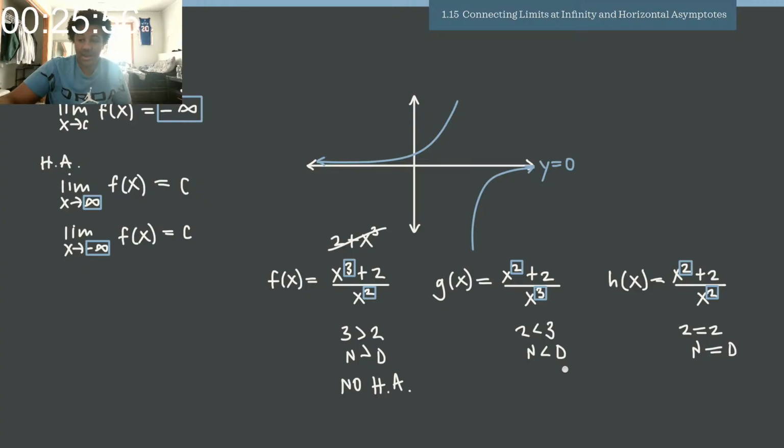When the numerator is less than the denominator, then the horizontal asymptote is y equals 0. It is always specifically the x-axis, the line y equals 0, like the graph that we saw up here. And when the numerator is equal to the denominator, in order to find the equation of the horizontal asymptote, we always have to pull the ratio of coefficients from the highest degree term.